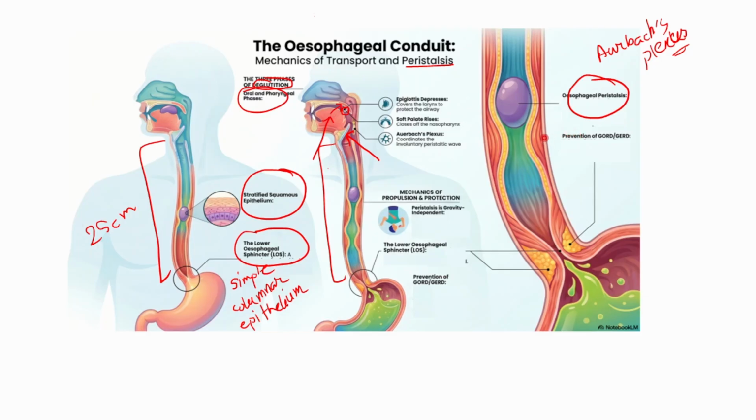As this involuntary peristaltic wave arrives at the base of the conduit, that means around here, it forces the tonically contracted lower esophageal sphincter, this sphincter, to relax. This action opens the gateway for the bolus to enter the gastric chamber. That means it comes inside the stomach. And after this, the sphincter promptly contracts again to block stomach acid.